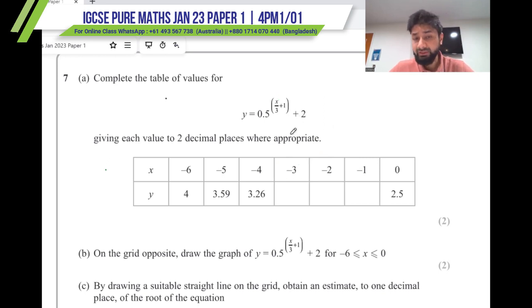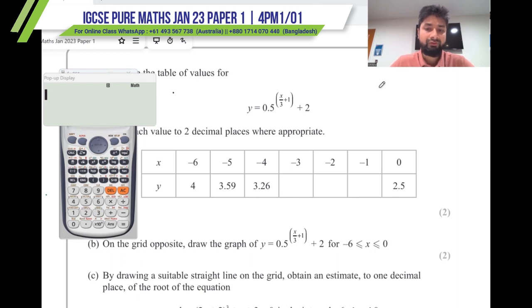So how can we quickly do that? I'm going to show you a smart technique for that. We will first of all input the whole equation into the calculator. 0.5 to the power, starting bracket, fraction, alpha bracket close to write the value x here, and then plus 3, divide by 3, plus 1, bracket close, then plus 2.